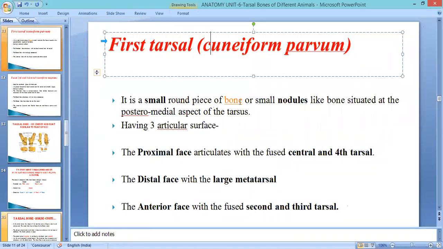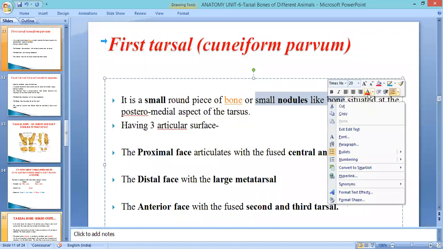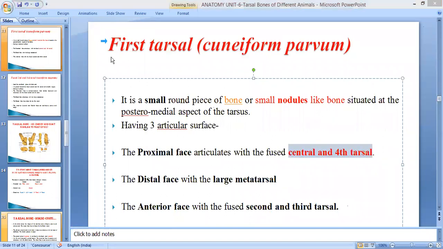It is a small round piece of bone, like a small nodule, situated at the postero-medial aspect of the tarsal series and having three articulations on three surfaces: proximal surface, distal surface, and anterior surface. The proximal surface we have already discussed, because the central plus fourth distally comes in contact with the second plus third fused and first tarsal.